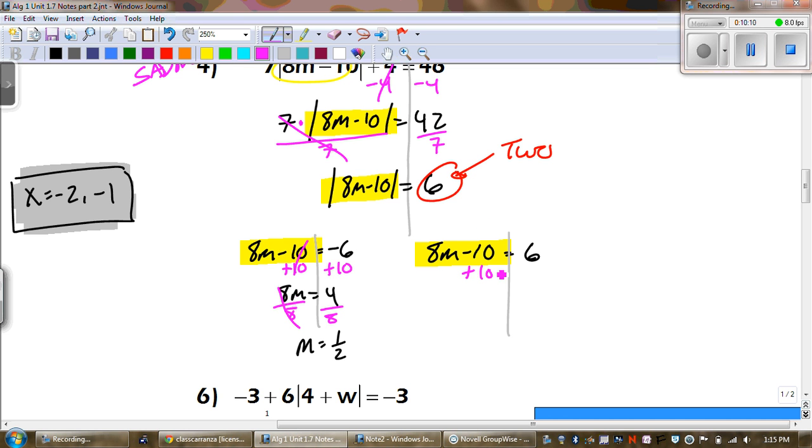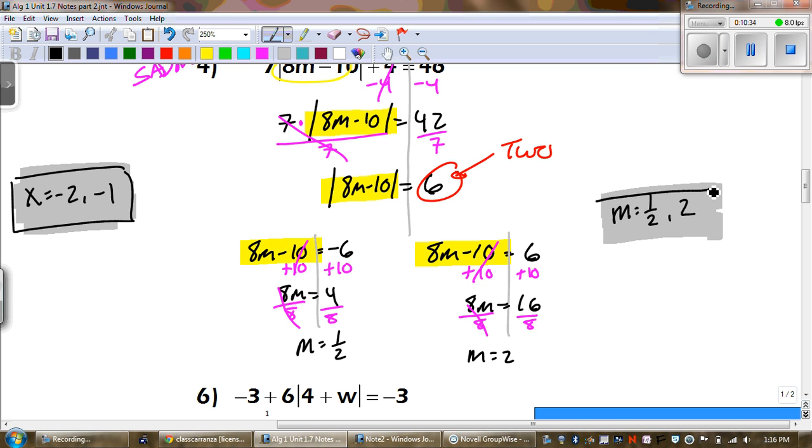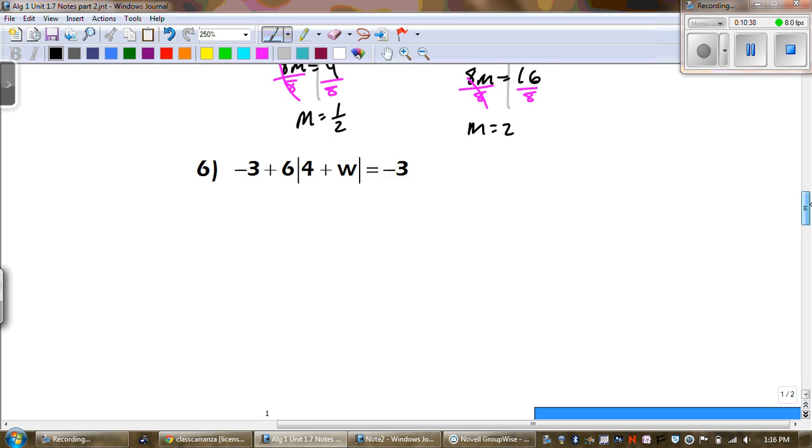Same thing, we have to add 10, add 10. See how we do the exact same steps to both sides? 8m equals 16. Divide by 8, divide by 8. And we get that m equals 2. So my final answers for that, in order, m equals 1/2 and 2.